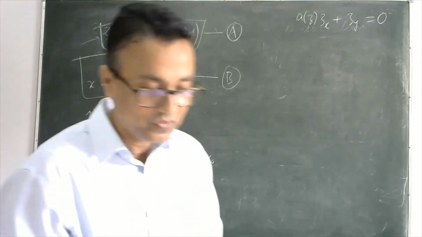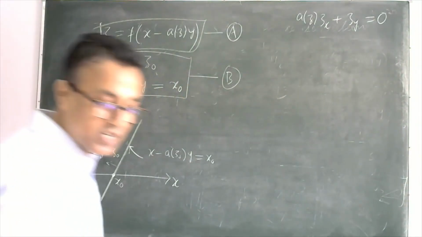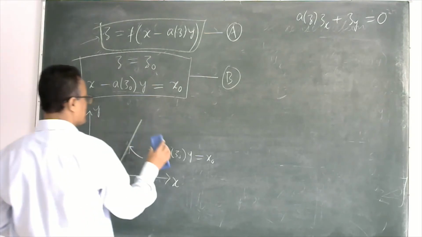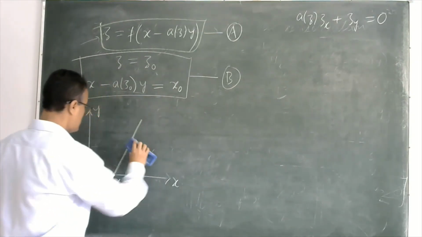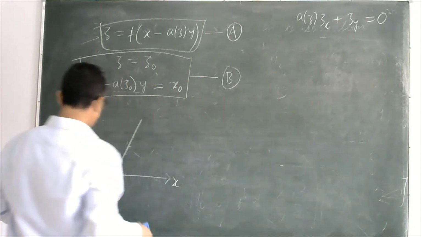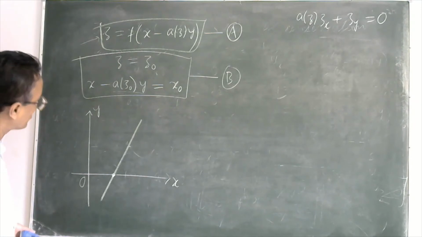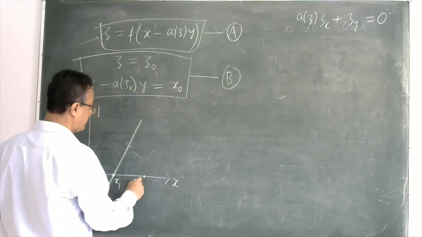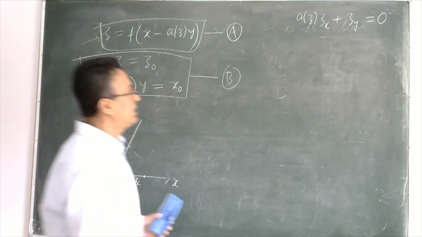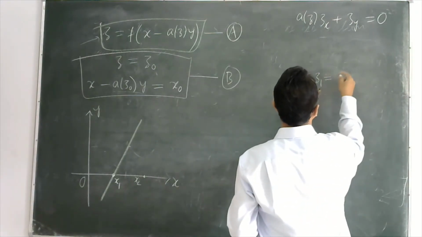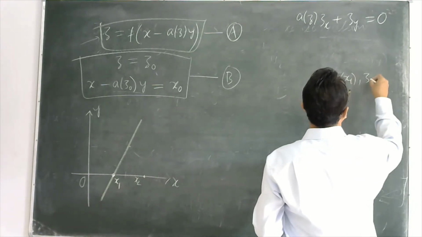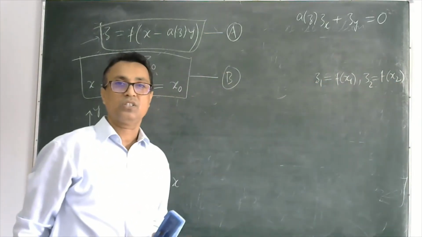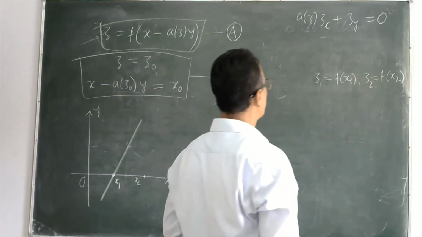Fine. So now this brings me to the concept of your shock. Let me explain to you how the shock is going to form. Now suppose I consider 2 points here along the x-axis, x1 and x2. Let z1 equal f of x1 and z2 equal f of x2. They are nothing but the initial conditions. So then what is going to happen?